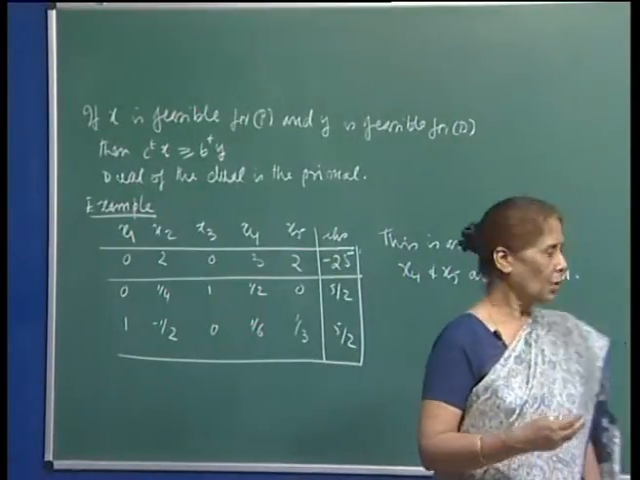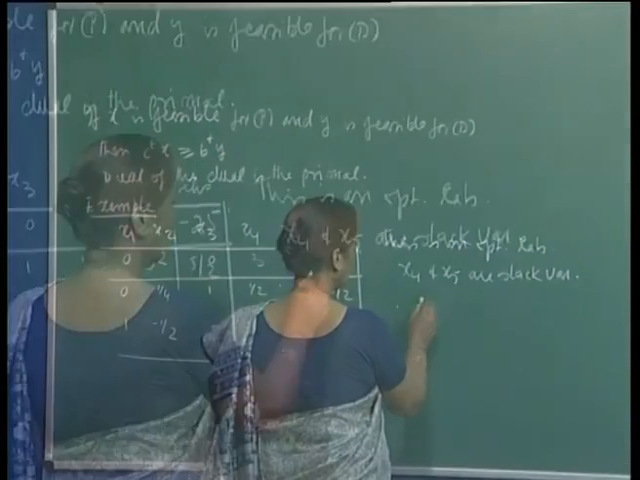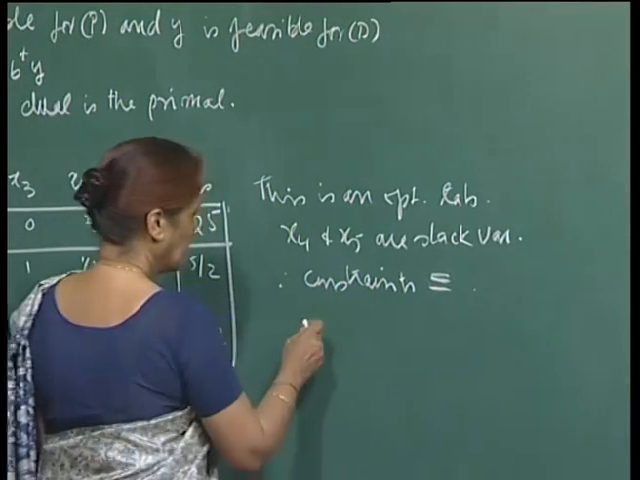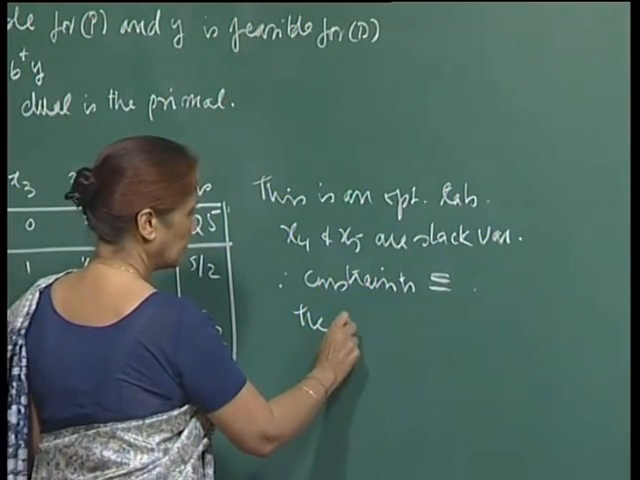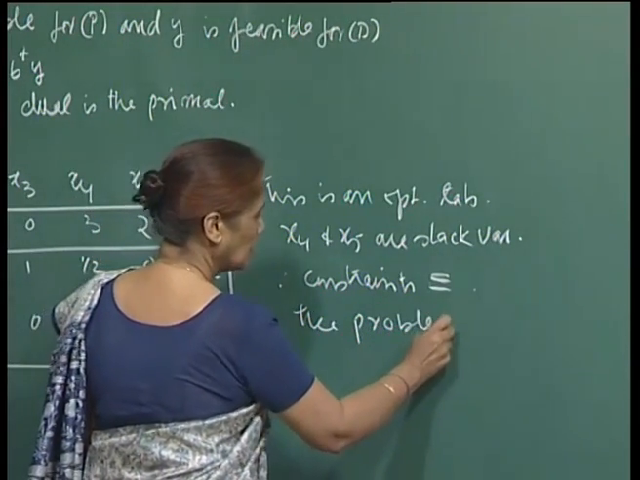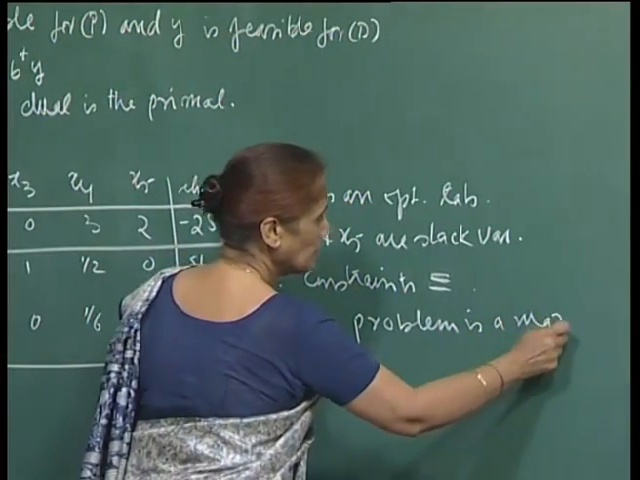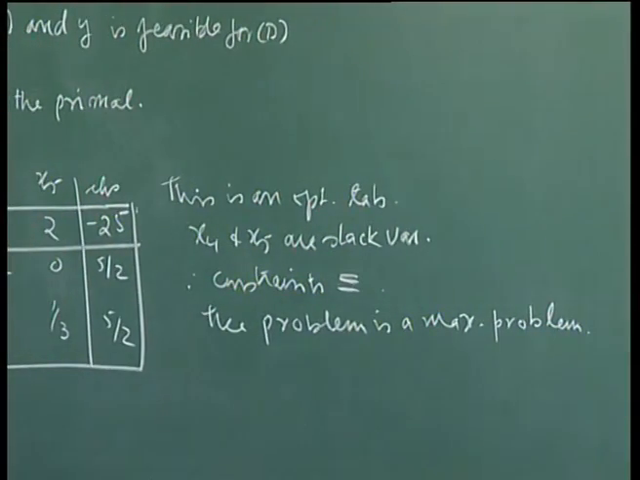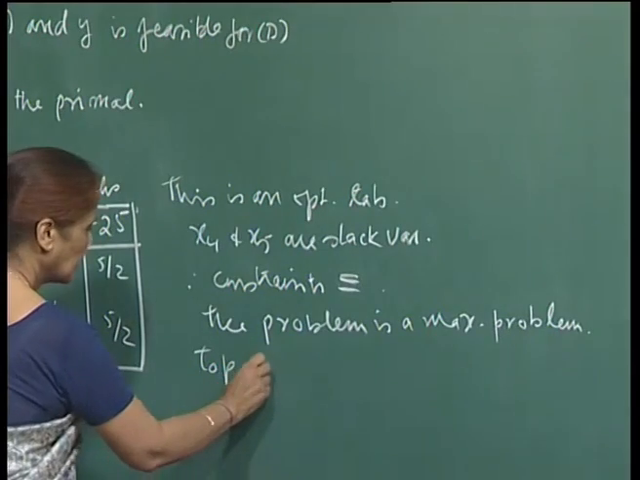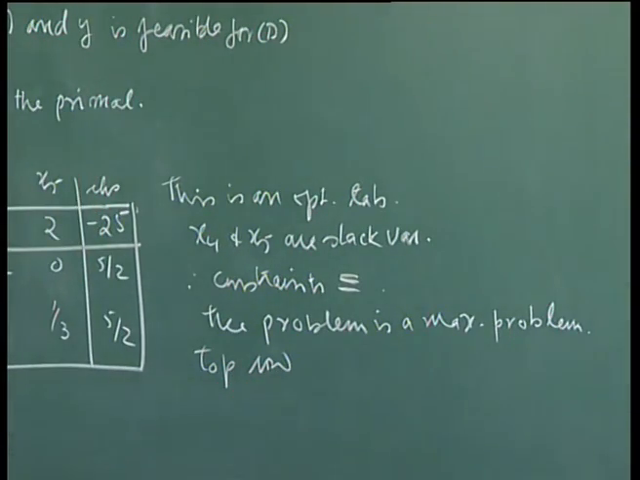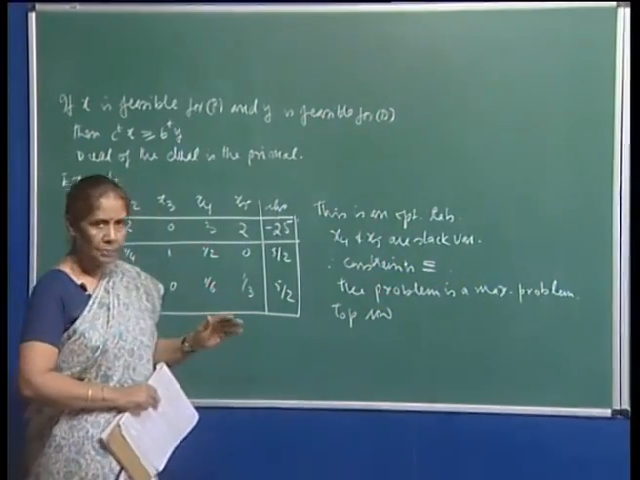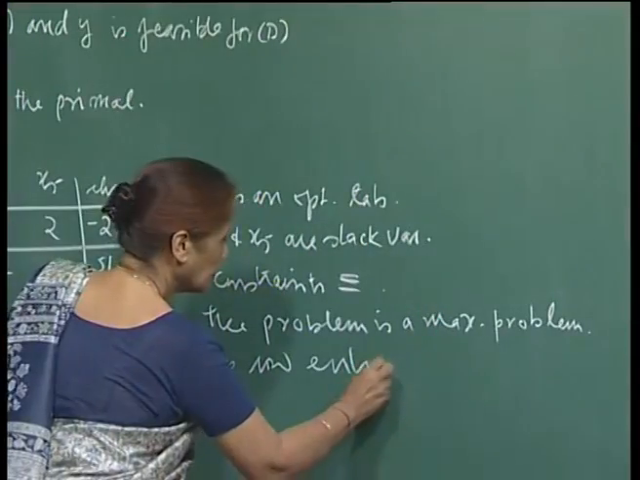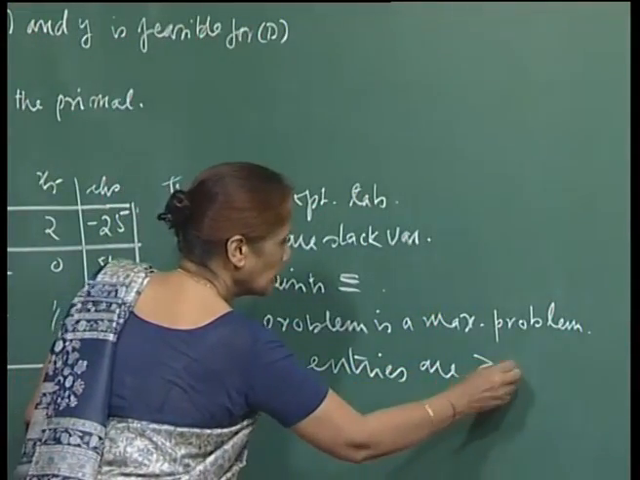So, let us go by tradition. We conclude that the constraints are of this kind, and therefore the problem is a maximization problem. Now, if it is a maximization problem, in the top row, what do you see? The numbers are non-negative, and if it is an optimal tableau, that means the top row entries are greater than or equal to 0.